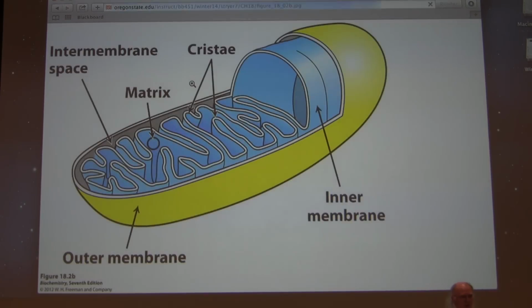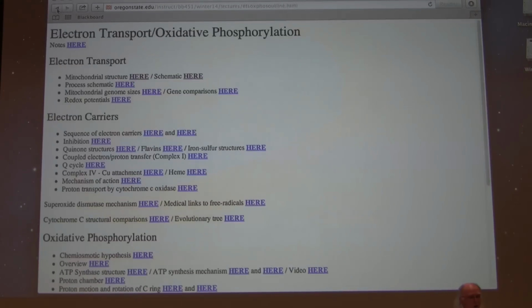Okay. There's a schematic showing you up close and personal. There's the outer membrane that I said isn't very important, the inner membrane that's very important, and the matrix, which is where all these metabolic reactions are occurring. The processes are occurring inside of the inner membrane, of course. Okay.